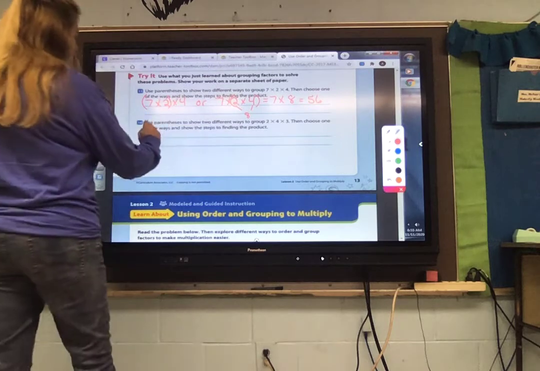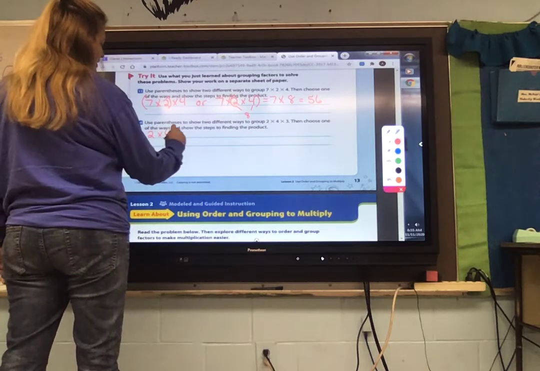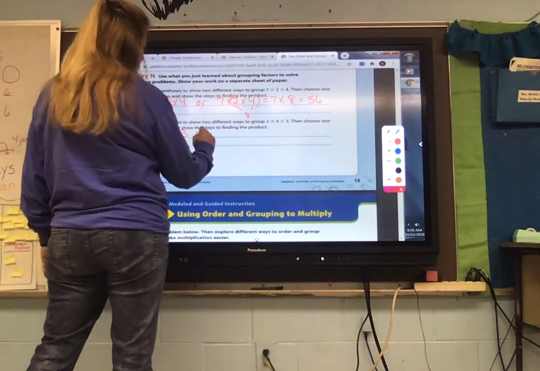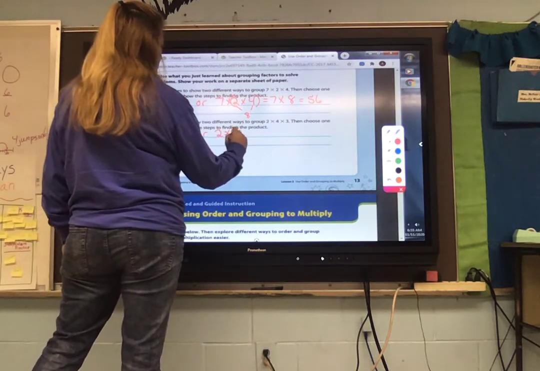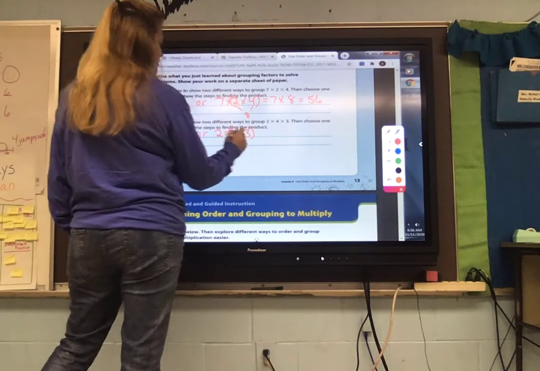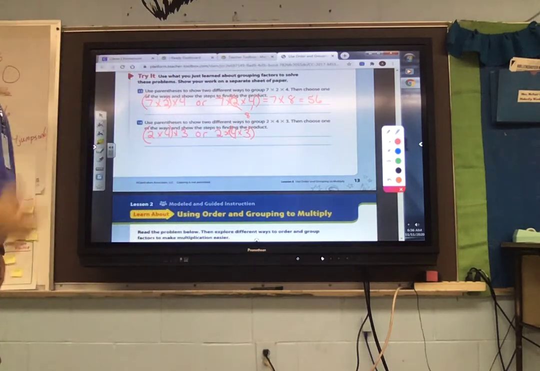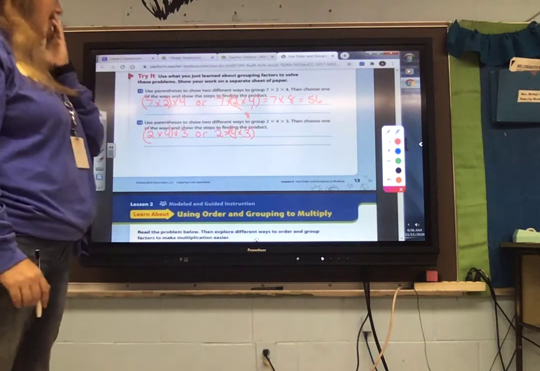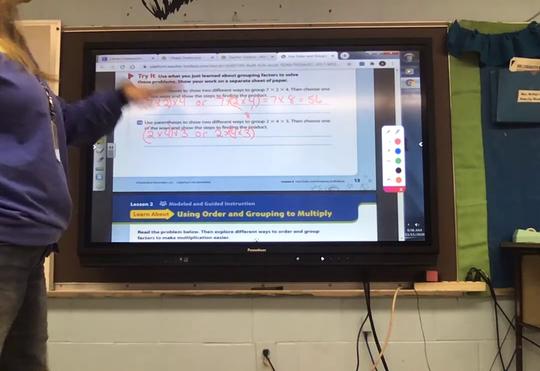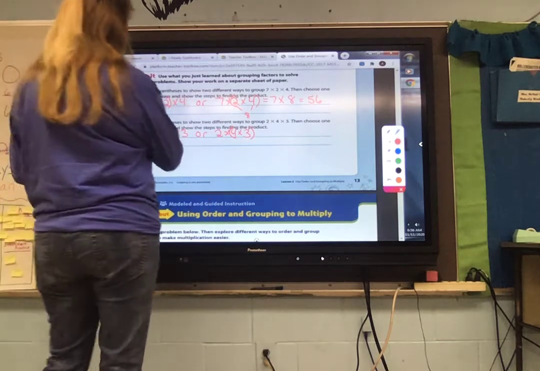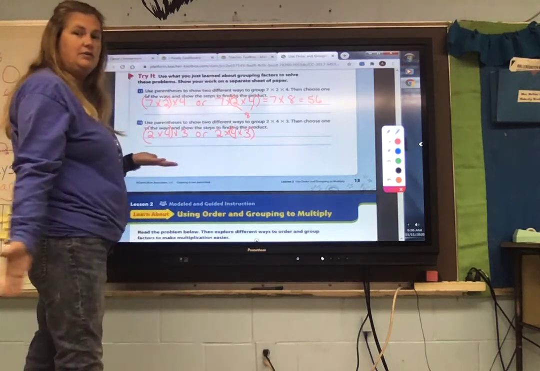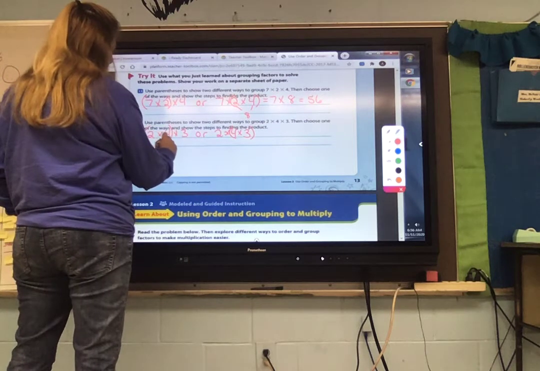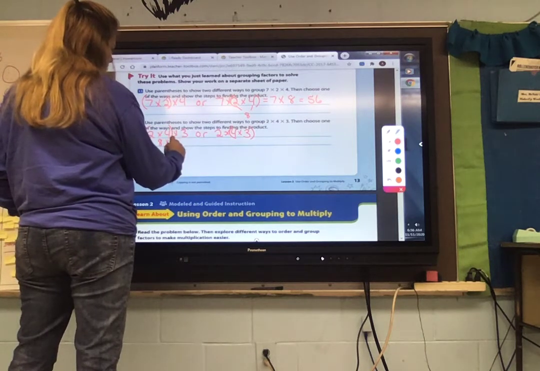Number 14. We have 2, 4, and 3. We could group 2 and 4 together, or we could group 4 and 3 together. So let's look at these. 2 times 4 is 8, and 4 times 3 is 12. I think I'm going to pick the 8 first. So if I pick this one, now really on that one I could do either way, but if I choose 8 first, then that's going to give me 8 times 3.